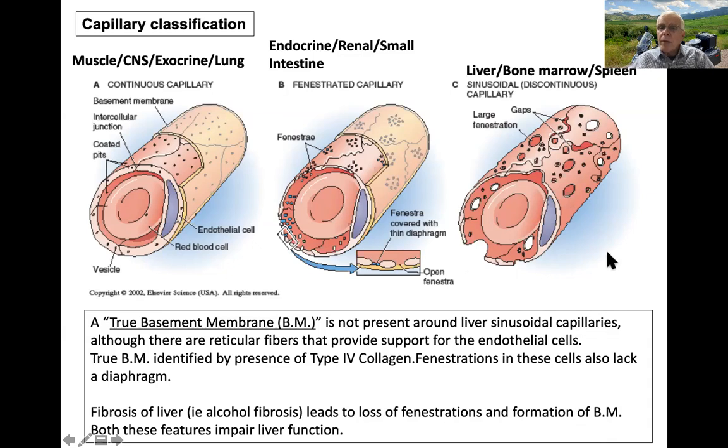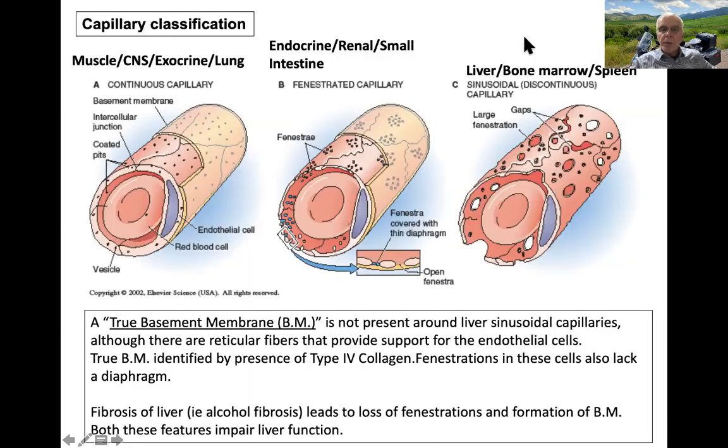Both of these impair the communication between the capillary lumen and the fluid around the capillaries. In other words, the liver cannot now take up things from the blood. It can't inactivate them. It can't metabolize them. And as a consequence, liver function is impaired. Liver failure is one of the fatal consequences of fibrosis in the liver. Okay.